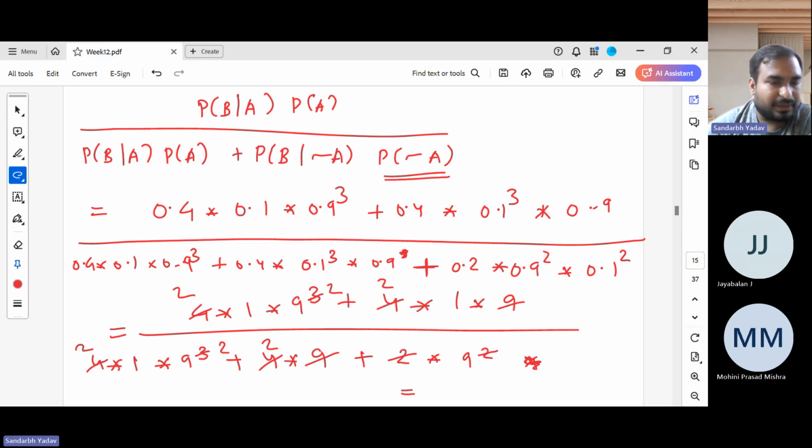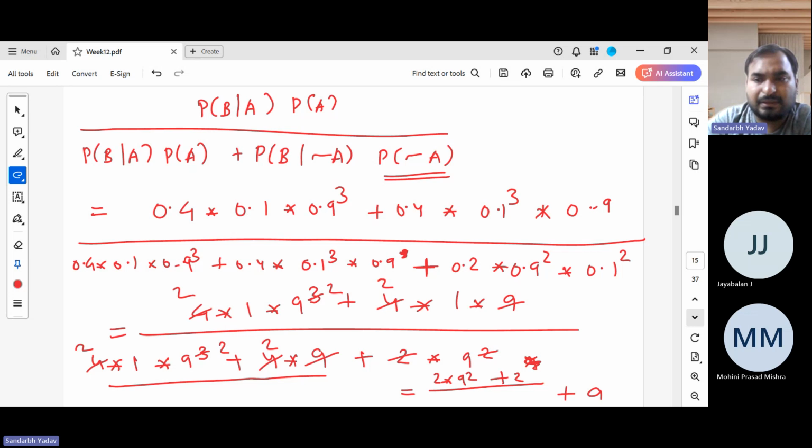2 into 9 square, right? 2 into 9 square, and plus 2 plus 2, just 2. And this entire thing will be the numerator itself. So I can write numerator again. And secondly, there will be one more term in the denominator. So that will be, this 2 is gone, but this square is gone, plus 9. So essentially it's this term plus this term again plus 9.